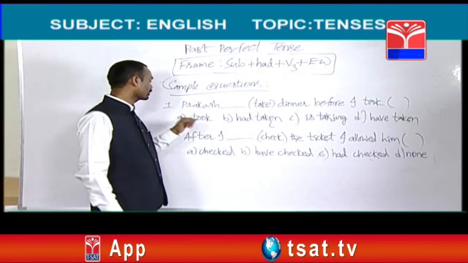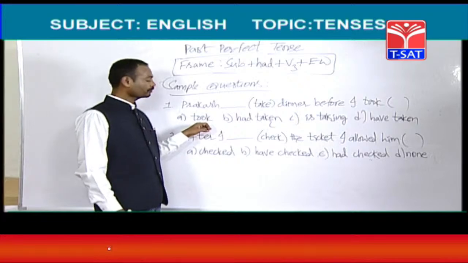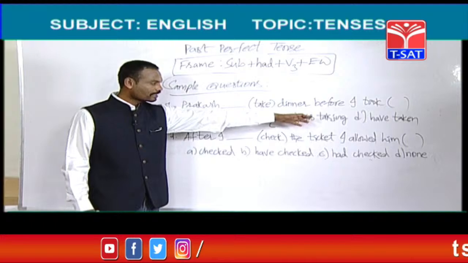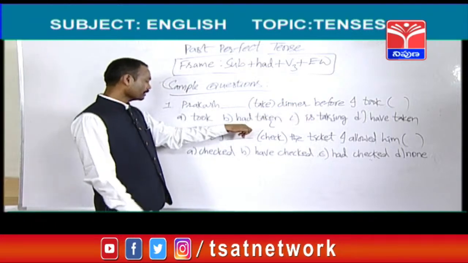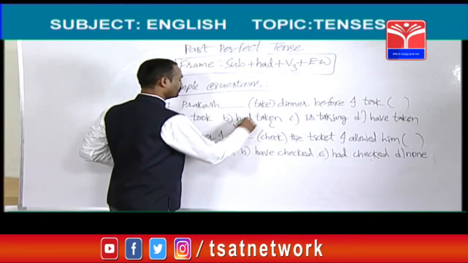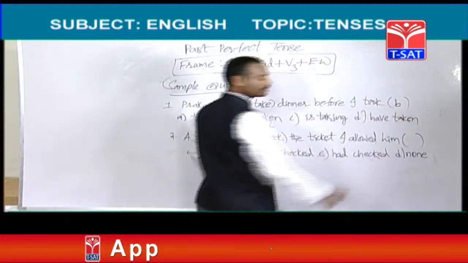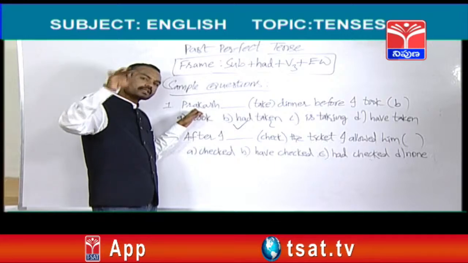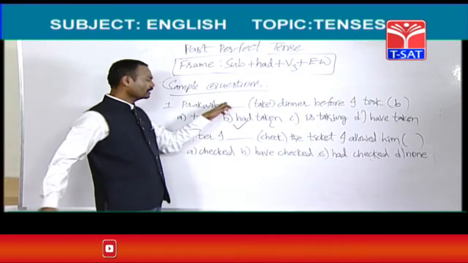Now let's catch our answer. Had taken is our answer. Option A, took, wrong. Option B, had taken, yes, we got the answer. Next, taking is wrong and have taken is wrong. So the answer is B. Here whatever the subject has been given, Prakash or I, they, he, she, singular or plural, for any subject, this is the only answer.